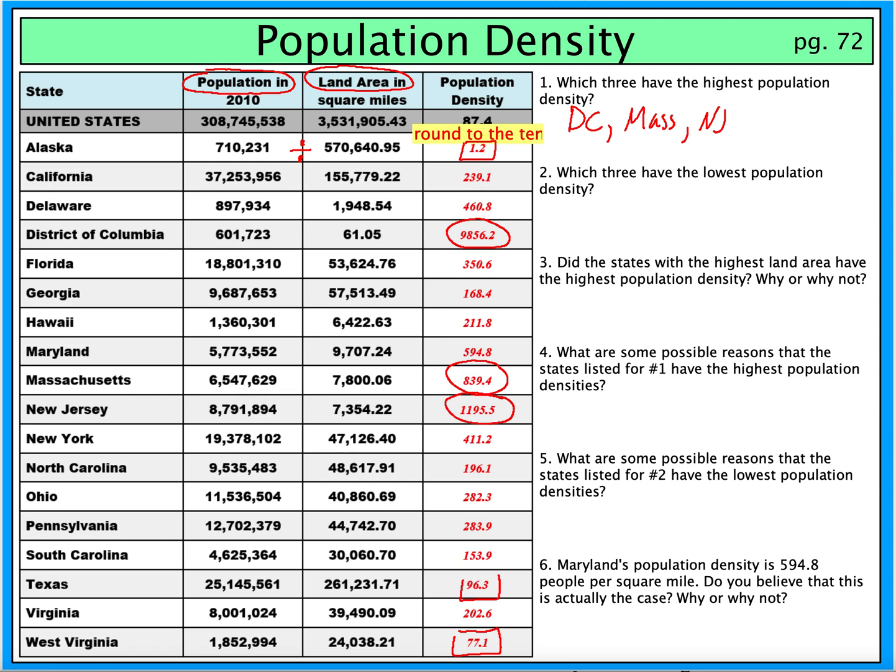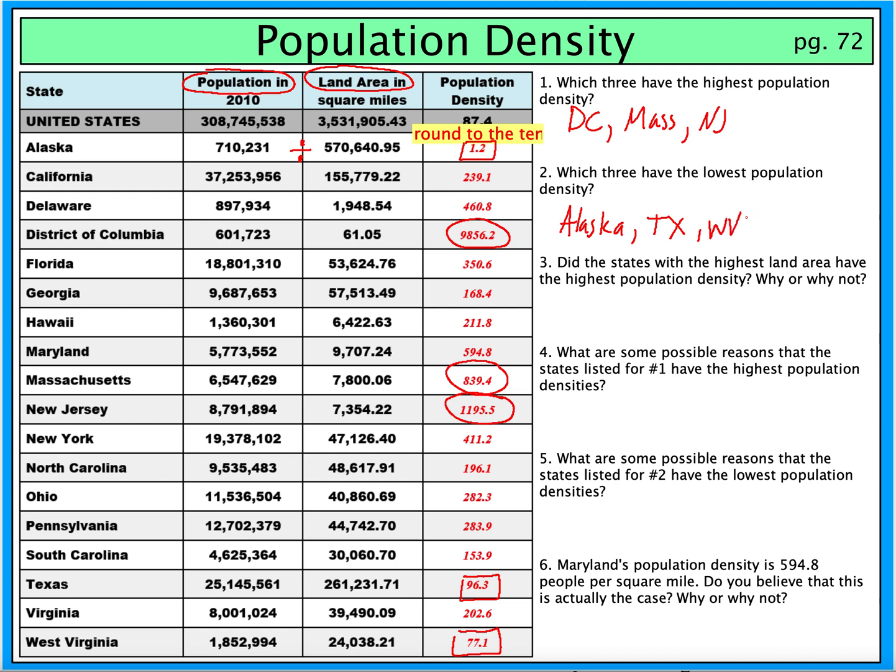Again, it's not a popular state to live in. And Texas, again, Texas is so big and you might be like, well, there's lots of big cities in Texas. Yes, there are. But Texas has a lot of land. They're about half the size of Alaska. And they fit about 96 people per square mile. So we have Alaska, we have Texas, and we have West Virginia.